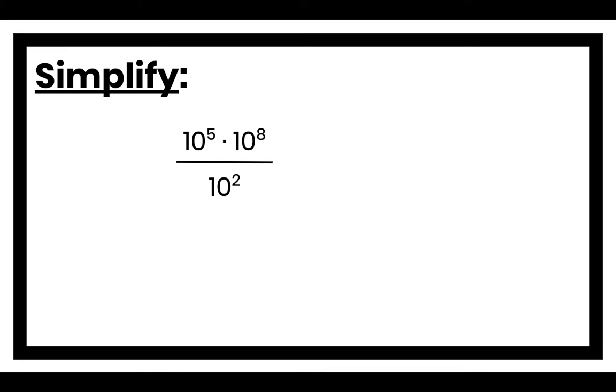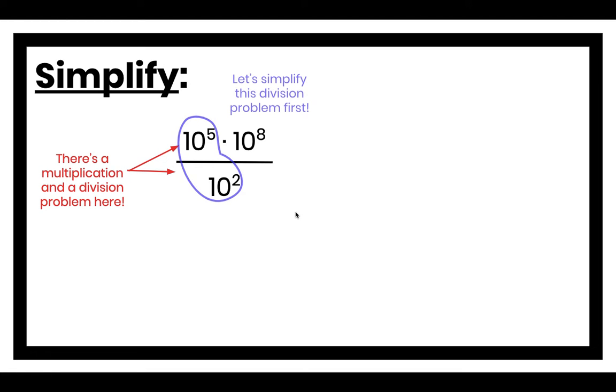All right, same problem. How could we have done this a little bit different? So there's a multiplication and division problem. We already know that. So let's look at this. Let's simplify this division problem first. So we know if we're dividing powers, we're going to keep our base the same and subtract our exponents. So if we did that, 5 minus 2 is 3. So this essentially would cancel out, would be gone. But we still have this 10 to the 8th power.